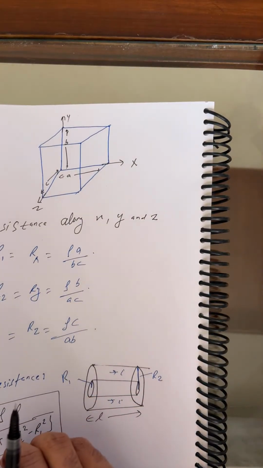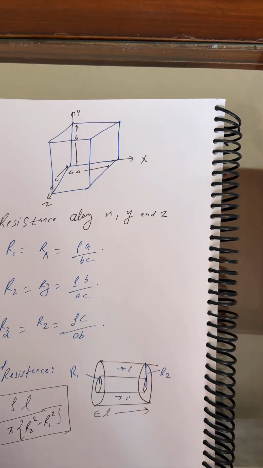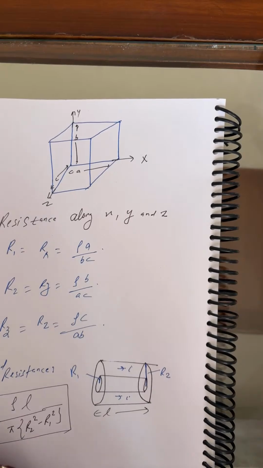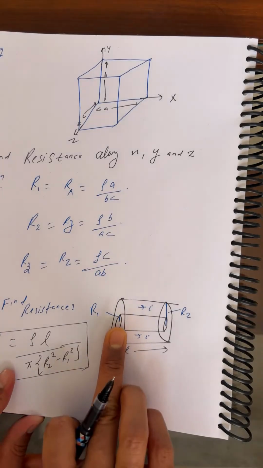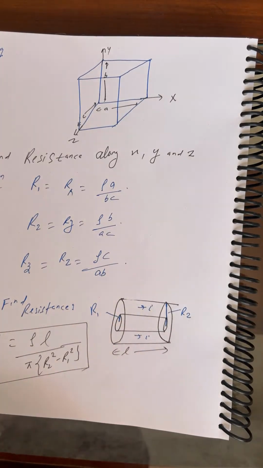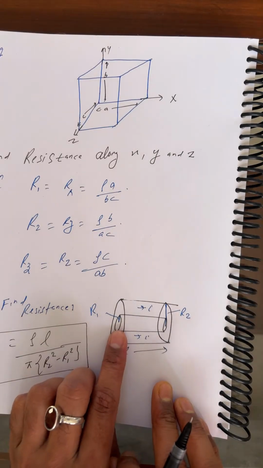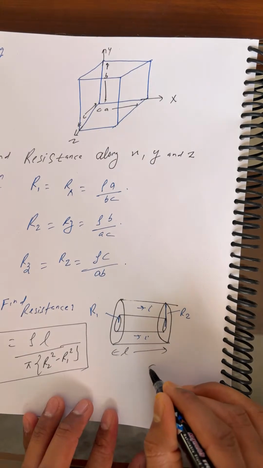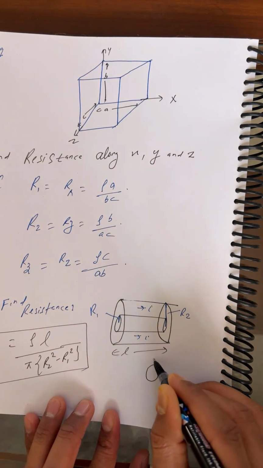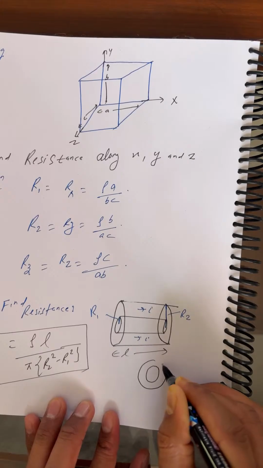Now I'm going to change it. Next question. The area is pi (R2 square minus R1 square). What's the area of cross section? This is a circle only. Think of it like that: a smaller circle and a bigger circle.